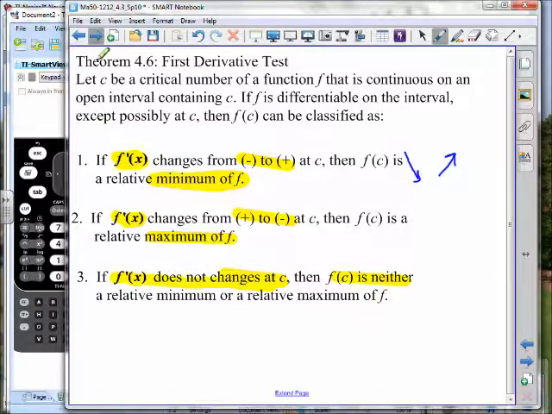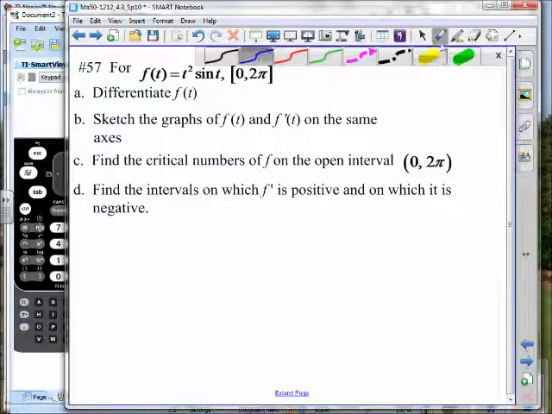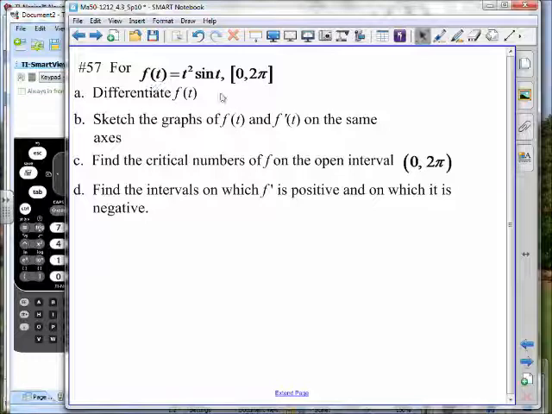Let's get an example of this. We've got our function, t squared sine t, in the interval from 0 to 2 pi, so just one rotation. First of all, differentiate f of t. Sketch the functions f of t and f prime of t, in other words, the function and its derivative on the same axis. Find critical numbers of the function in the open interval 0 to 2 pi. And find the intervals in which the derivative is positive and in which the derivative is negative, hence find any extrema. So let's take care of the first one.